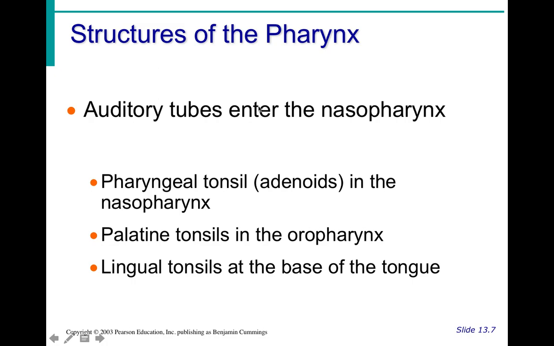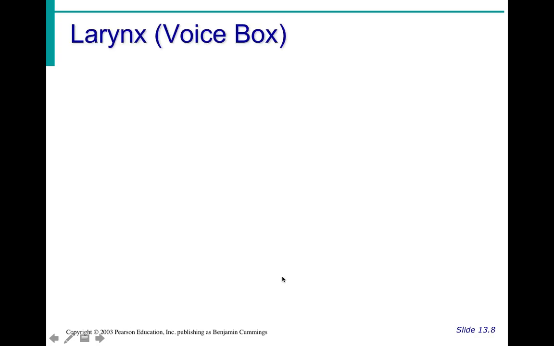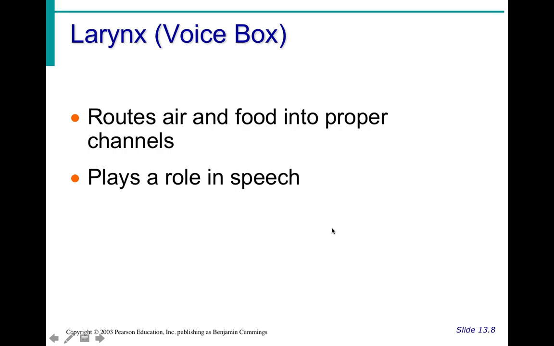Okay, so structures of the pharynx. Your auditory tubes enter into your nasopharynx, and that's part of what allows you to hear. Your tonsils are in the pharynx. I do not expect you to know about the tonsils and the adenoids, but that's what usually gets removed when you have a number of infections.